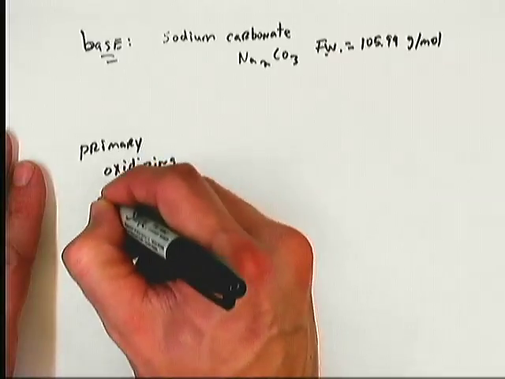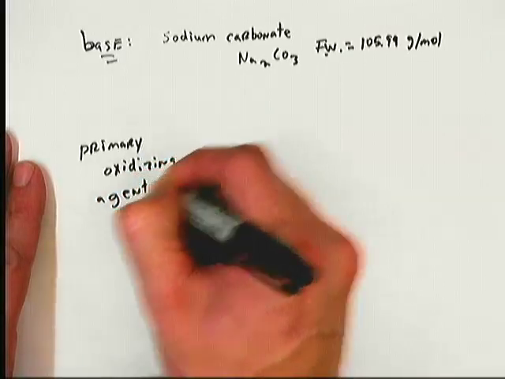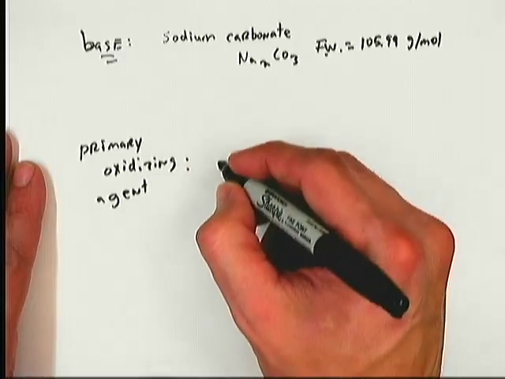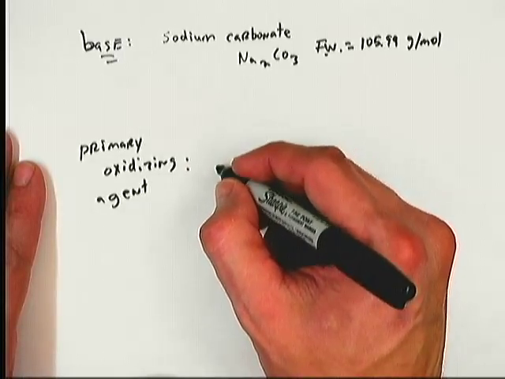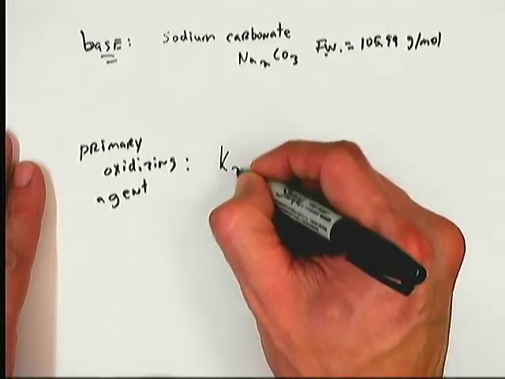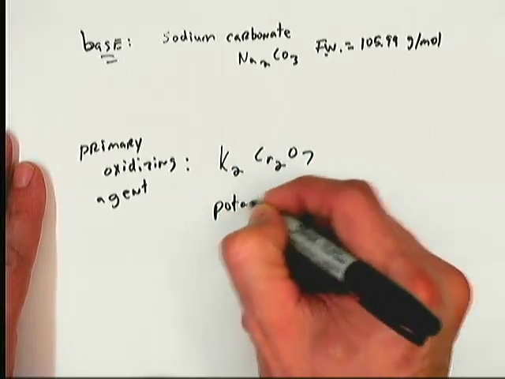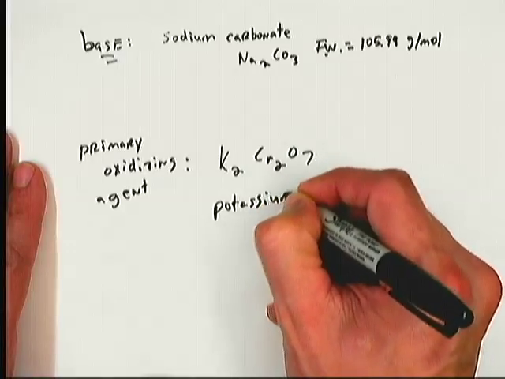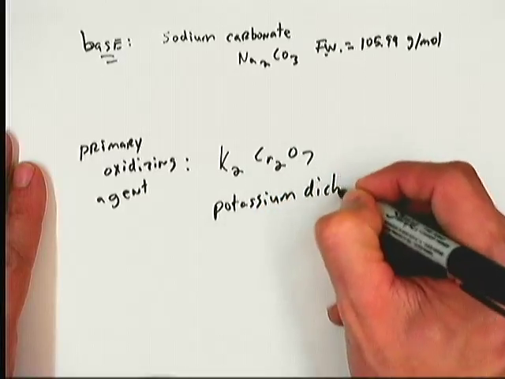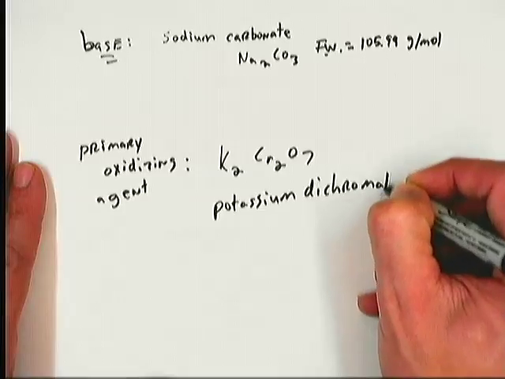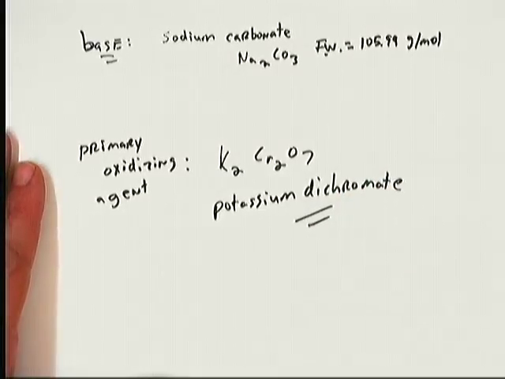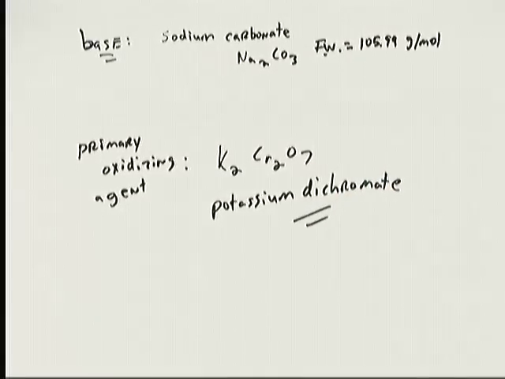If you're thinking about redox chemistry, a good example for a primary oxidizing agent is K2Cr2O7, which is potassium dichromate. It's a commonly used primary oxidizing agent.